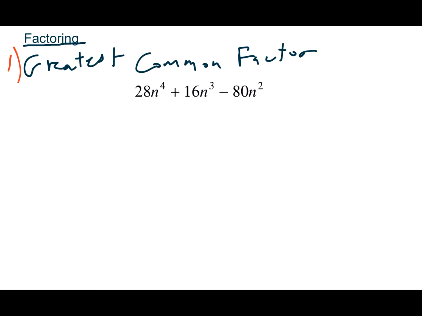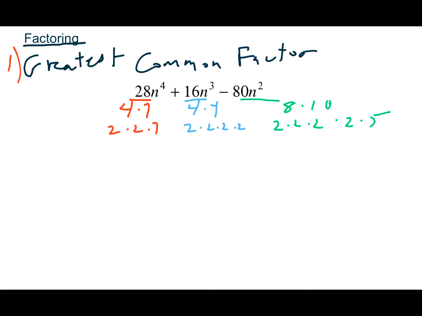So 28 is 4 times 7. 7 is prime, so I'm going to break the 4 down one more time: 2 times 2 times 7. I do the same thing with 16, which is 4 times 4, which is 2 times 2 times 2 times 2. And then for 80, let's go 8 and 10. So 8 is 4 times 2, so that's 2 times 2 times 2. And then 10 is 2 times 5.